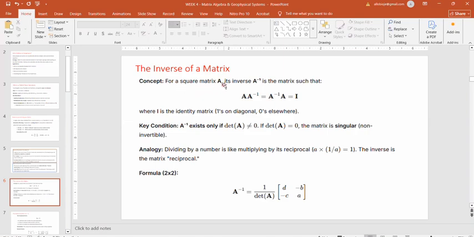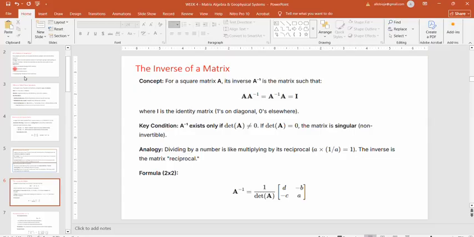For a square matrix A, you know what a square matrix is? The dimensions are the same. Its inverse, that is A to the power of negative 1, is the matrix such that when you multiply that inverse by the original matrix, you are going to get what we call an identity matrix, where I is an identity matrix, 1 on the diagonal, 0 elsewhere.